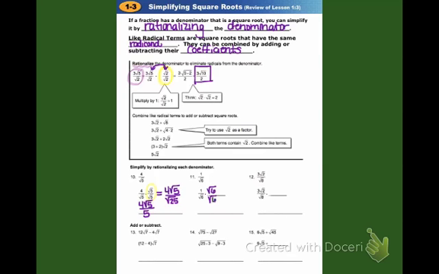That's going to turn the bottom into the square root of 36. It's going to turn the top into the square root, or 1 times the square root of 6. Now the square root of 36 is 6, so that's really the square root of 6 over 6, which cannot be reduced any further.